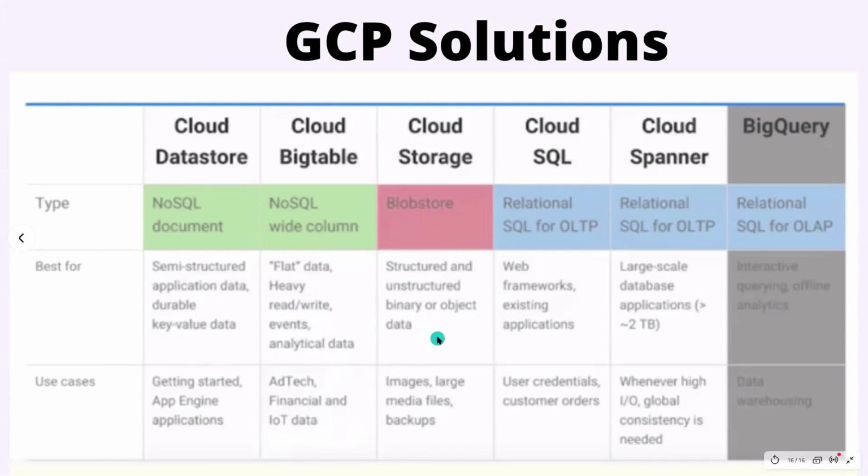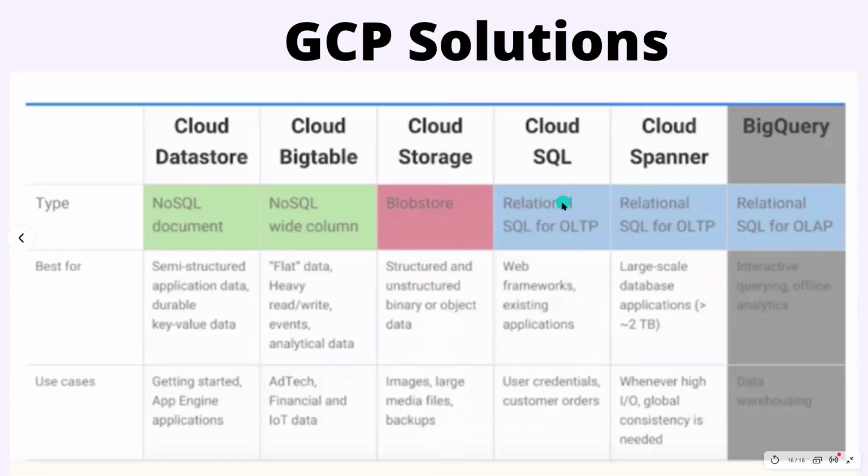And then we have already played around with Cloud Storage. All of you put your stuff on Cloud Storage, your CSV files, XML files, whatever. So that is a blob store. It will store structured, unstructured, semi-structured, all kinds of things: images, large media files, and backups. This is the most optimal use case for it.